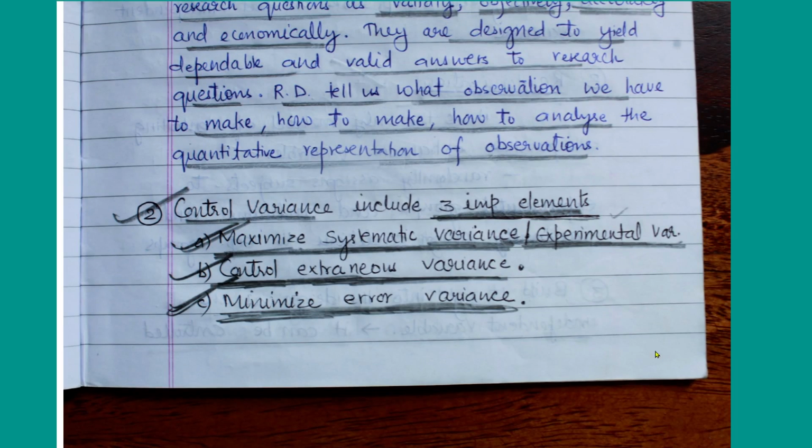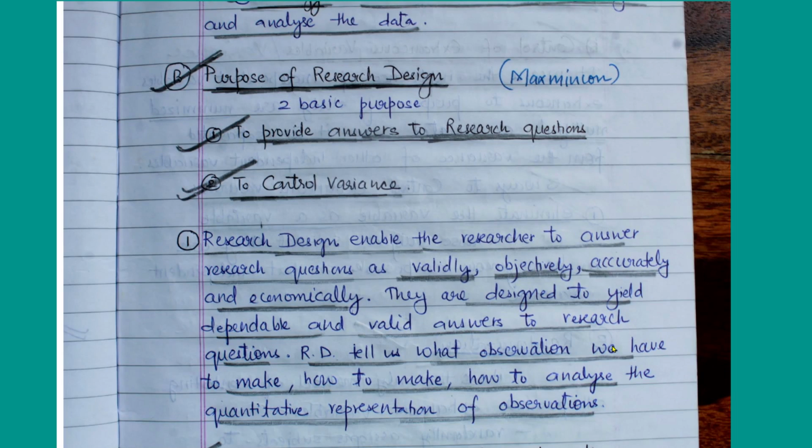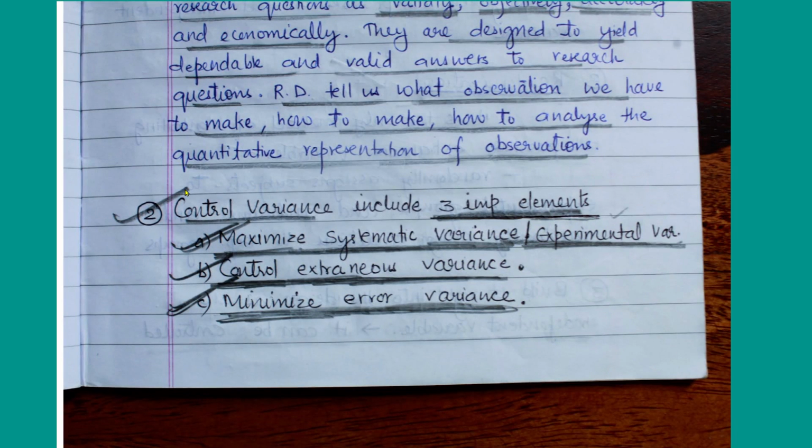Now comes control of variance, which includes three important elements. The second purpose of research design is to control variance. To control variance, there are three important elements, also known as Max, Min, Con. Max from here, Min from here, and Con, control, from here. Max, Min, Con. A question comes in the exam, so always remember this word: Max, Min, Con.